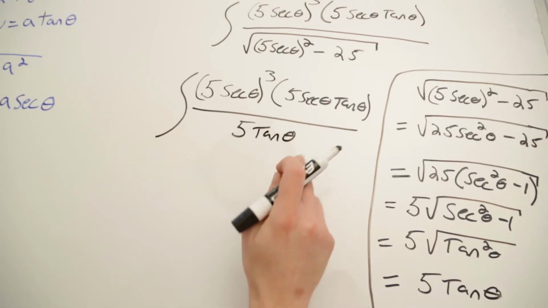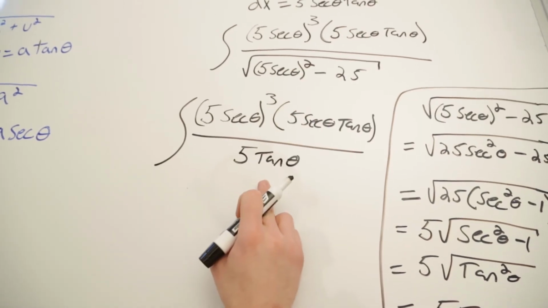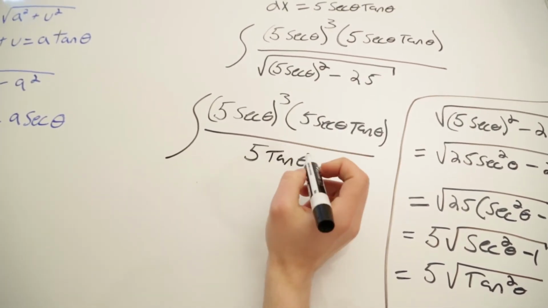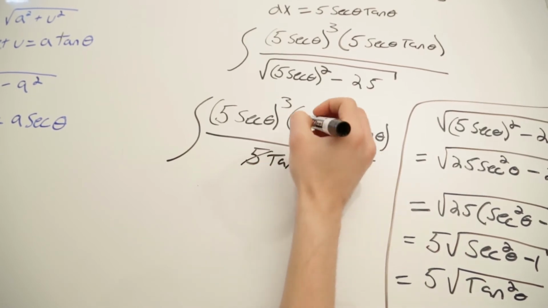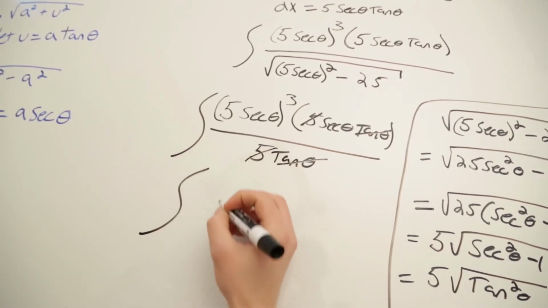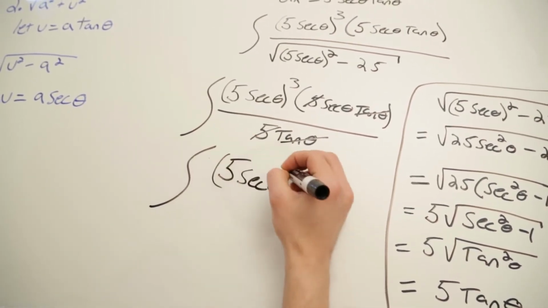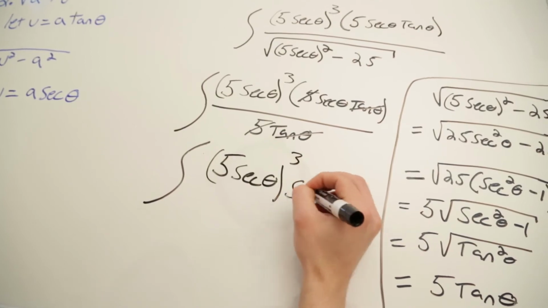Okay, so we plug everything back into our integral. We have the same thing on top, but now on the bottom we have 5 tan theta. All right, so it works out nicely. We can cancel one of these 5s, and we can cancel this tangent here. And what we're left with is 5 secant theta cubed times secant.